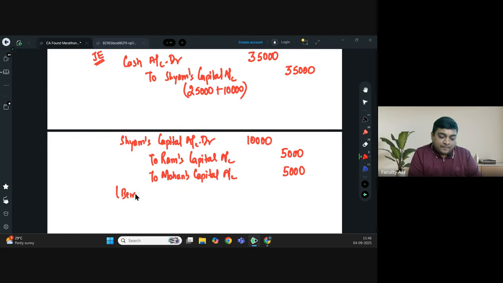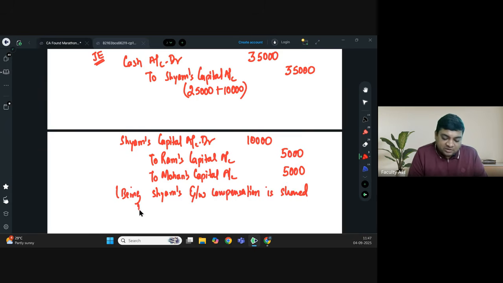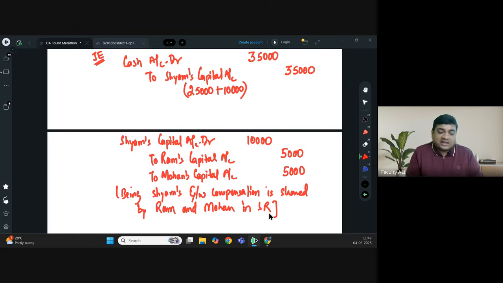Being Shyam's goodwill compensation is shared by Ram and Mohan in the sacrificing ratio. Is it fine?